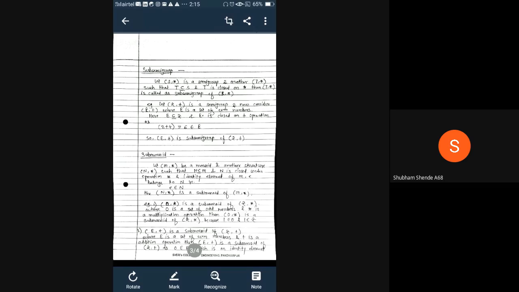Now apply the addition operation on these two elements. So 2 plus 4 equals 6. Now check whether 6 belongs to E. Yes, 6 belongs to E because 6 is an even number. That's why (E, +) is a sub-semigroup of (Z, +). Have you understood this example?